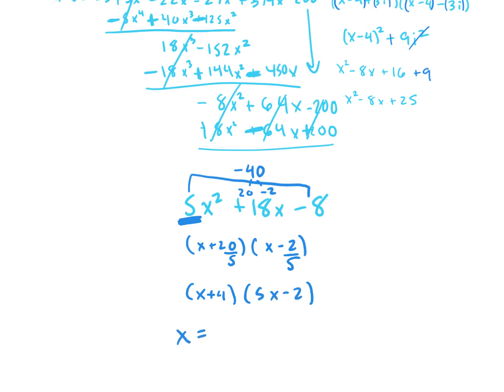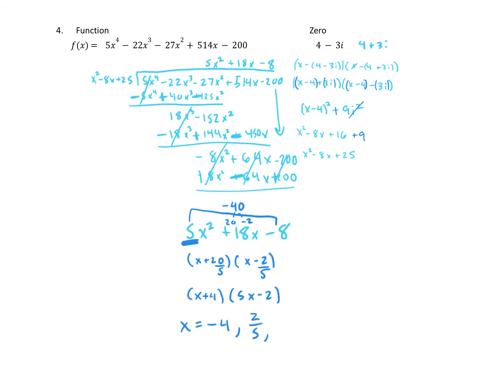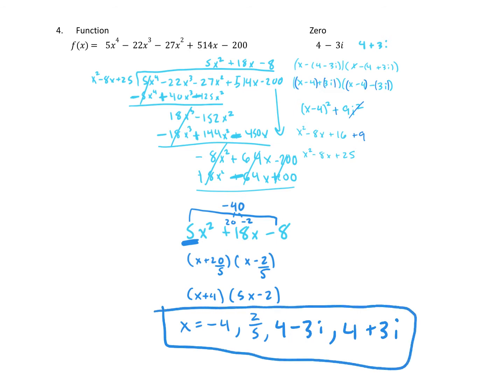So then x is equal to what? Negative 4 and 2 over 5. And also, x is equal to 4 minus 3i and 4 plus 3i. So these are all of my zeros. Started with x to the 4th power, so I know I'm going to have 4 zeros in my answer.